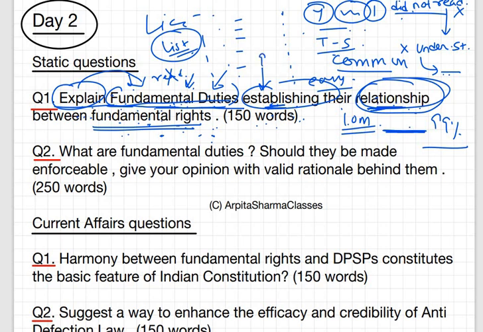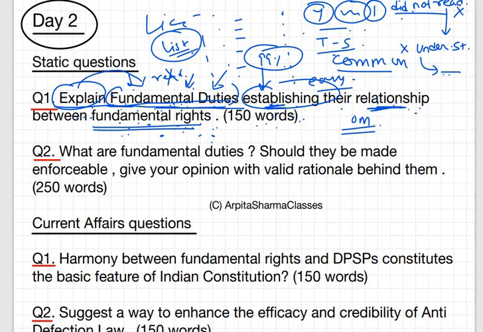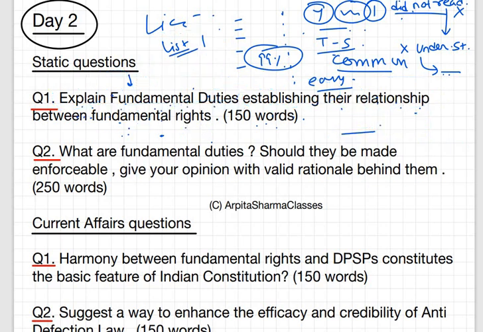And 99% of the students answered this easy question very incorrectly because they did not read the question. And that is why they lost these 10 marks. ठीक है, तो इसीलिए that is the reason why you have to understand the question, read the question first before jumping on to answer it. There was no need to differentiate between the two. They were not asking you to highlight the differences. They were asking you to establish their relationship.